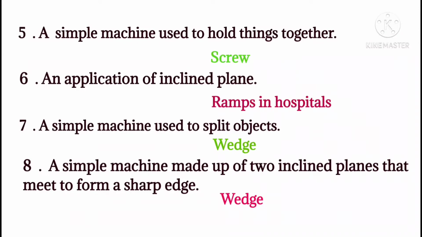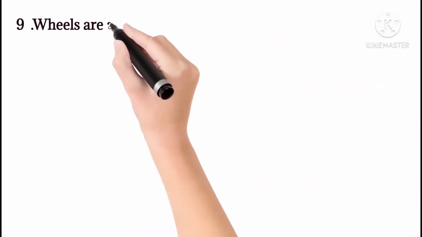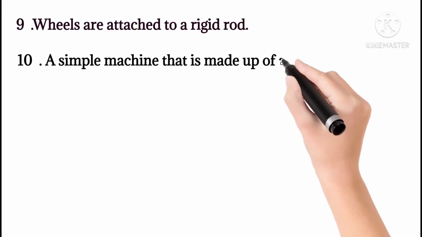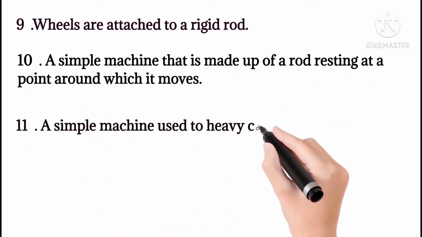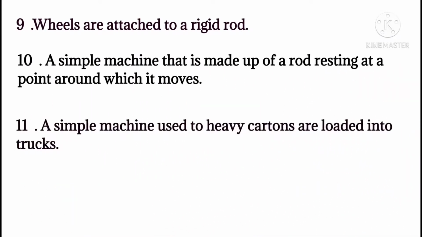Question number 9. Wheels are attached to a rigid rod. That is axle. We already discussed that. Axle is present at the center.